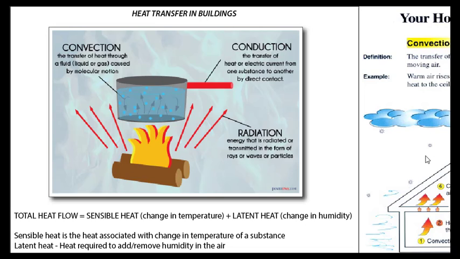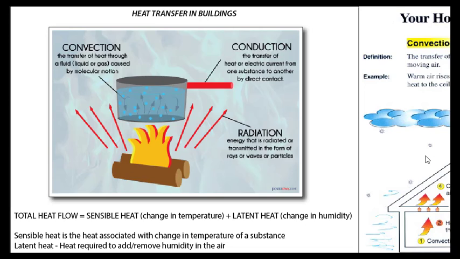So in this lecture we will be studying heat transfer in buildings. Heat transfer happens due to three reasons, that is conduction, convection and radiation. We all might know the basics, but let's just brush up on them. Conduction is the transfer of heat or electric current from one substance to another by direct contact. So if you come into direct contact with the substance, the heat transfer is known as conduction.